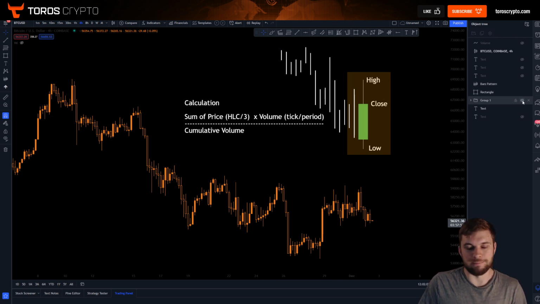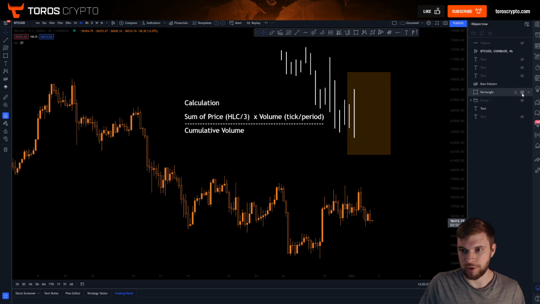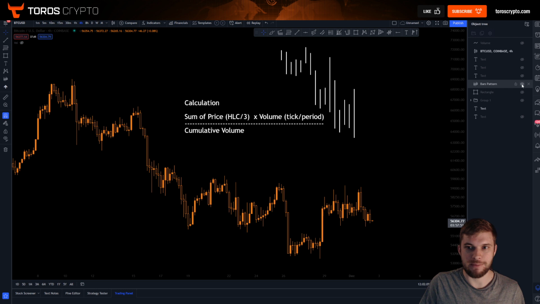Okay, so again, we don't really need to go into any more detail on that. The VWAP does it all for you, but that is the basic concept of this.